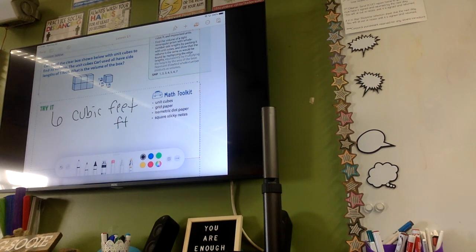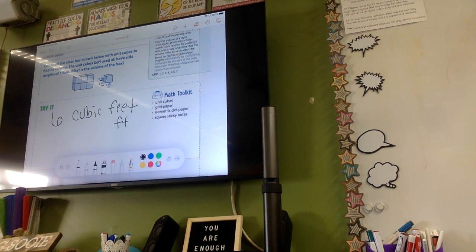All right, so now we're not only finding the volume, we're adding that unit to it, because that unit is important because it tells us what we're measuring it in. Are we measuring in feet? Are we measuring in inches? Are we measuring miles, centimeters? So we have lots of different options there. So who can tell me how you found the volume?